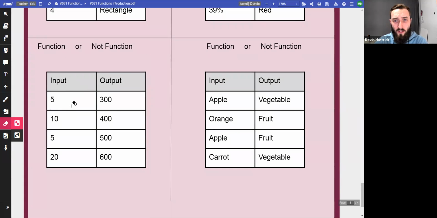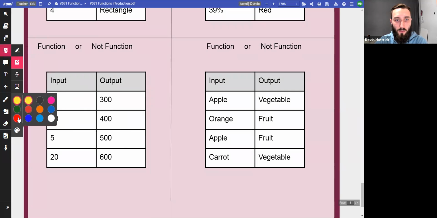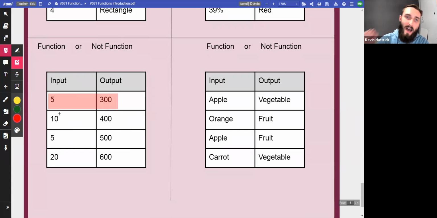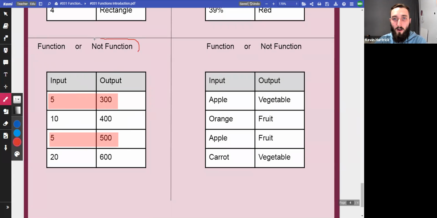How about this next one? Okay, input of 5, output of 300, fine. Input of 10, output 400, fine. Input of 5, output of 500. Uh-oh, what are we noticing? The input here told me if I put in a 5 into this function, I get a 300. But now I put a 5 in again, and I got something different, right? I got a 500 instead of a 300. So immediately that tells me, no, it's not a function because the input of 5 has 2 different outputs.